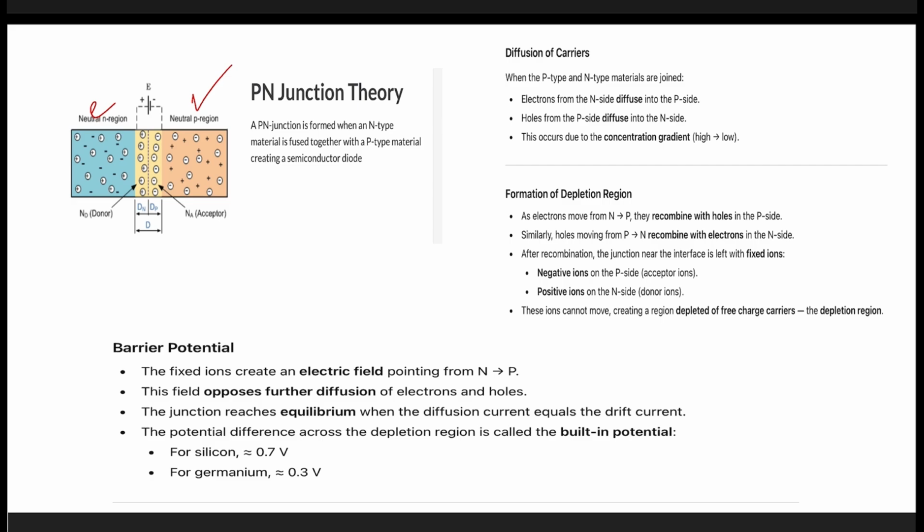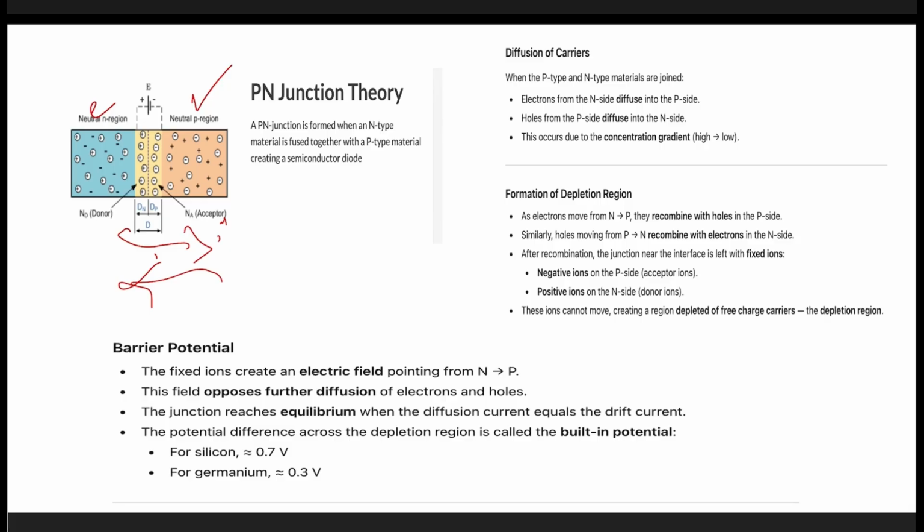When a P-type and an N-type material are joined, the electrons from the N region will diffuse into the P region and the holes from the P region will diffuse into the N region. This occurs due to the concentration gradient. That is, this movement will be from the higher concentration to the lower concentration.